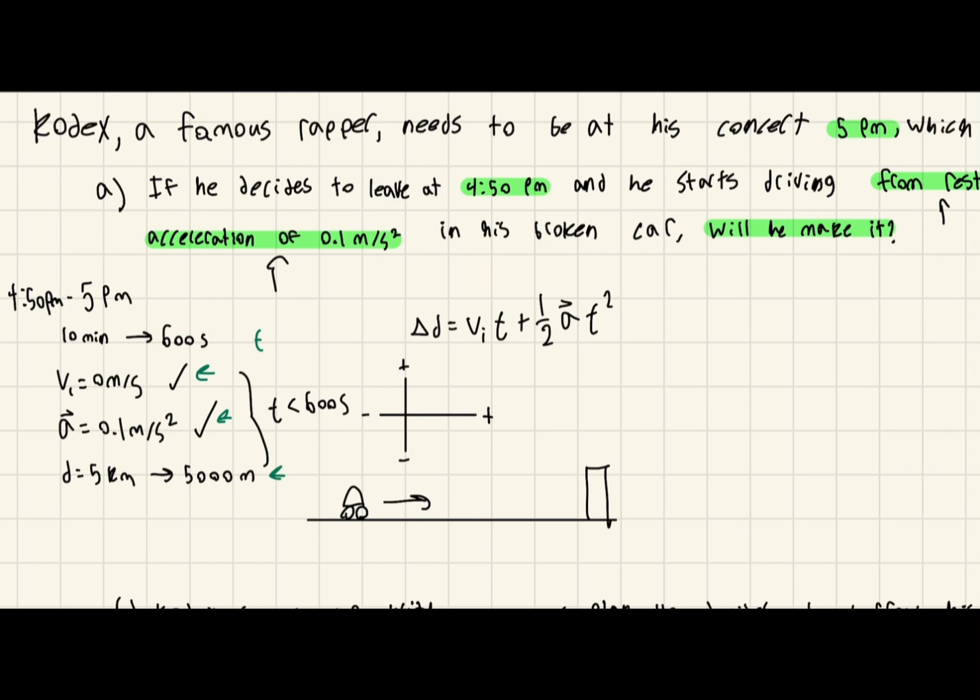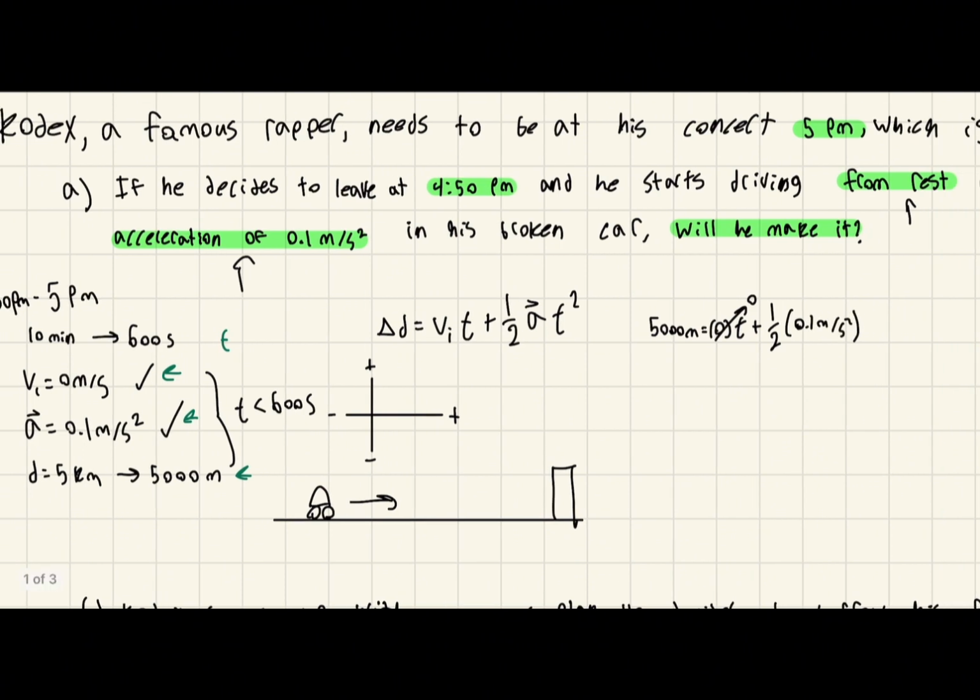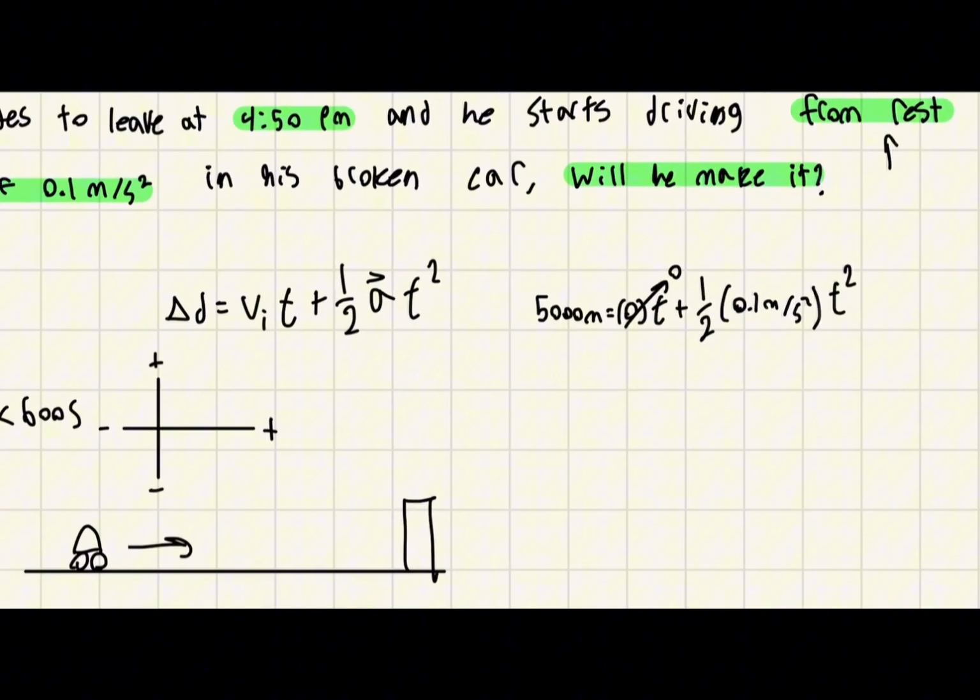So now let's go ahead and utilize our equation. We know that our displacement is 5,000 meters. So we'll write 5,000 meters. We know that its initial velocity is 0. So it's 0 times t, which is just going to go to 0 because 0 times anything is 0. Then we're going to have plus 1/2 of its acceleration, which is 0.1 meters per second squared, times its change in time, which we don't know yet and is what we're solving for, so t squared.